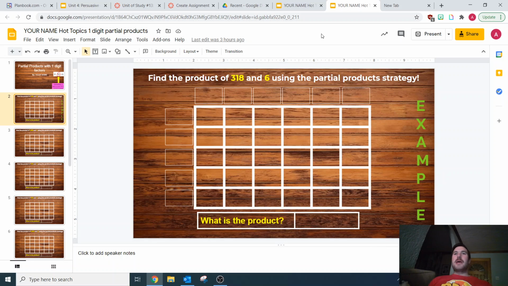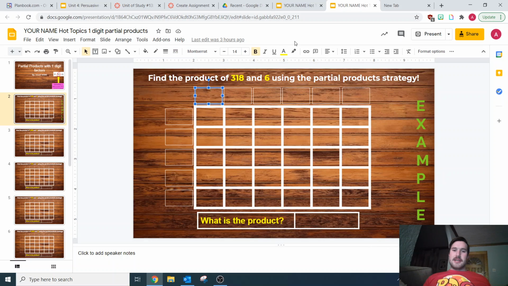These are larger numbers where we may realize it's not efficient to use repeated addition, or a strategy like a model strategy, because it would be too many pieces. So partial products is a great strategy for when you are getting better working pictorially or abstractly and finding large products. The example that I have is 318 and 6. We want to find the product of those two.